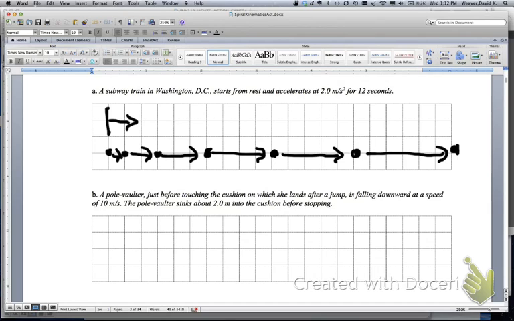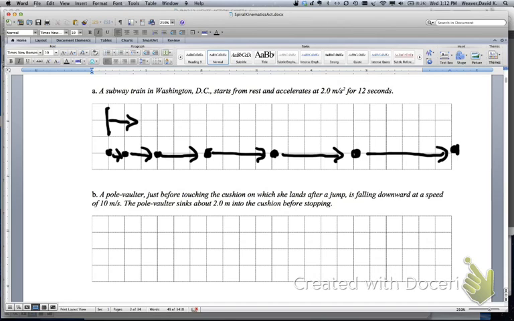If we move to B, this is vertical motion, which you can represent horizontally the way you see it here, just so it'll fit on the page. But later on you might decide that you'll draw it vertically, just so it is more in keeping with what the representation actually looks like in the real world. And so what we have going on here is a pole vaulter just before touching the cushion has an initial speed, and then the pole vaulter comes to a stop.